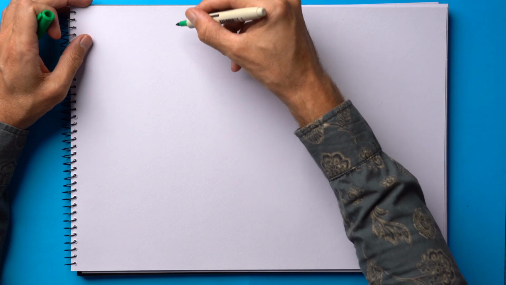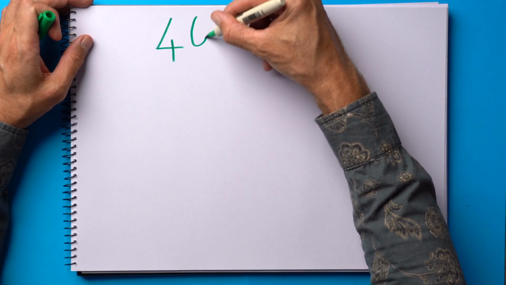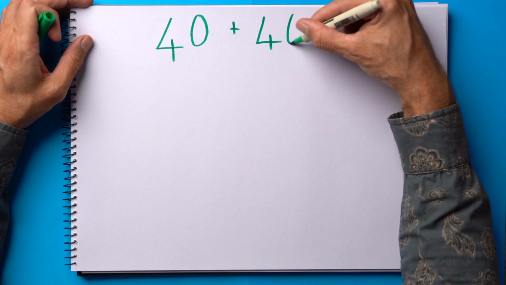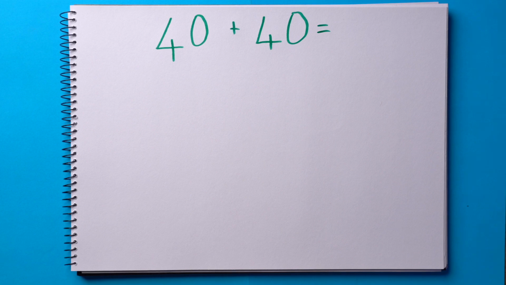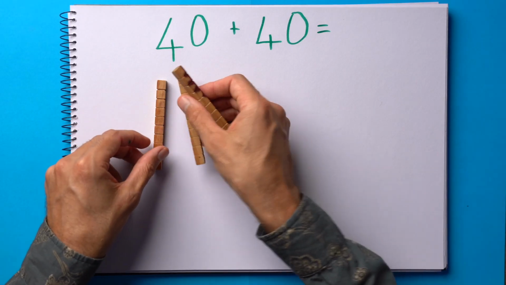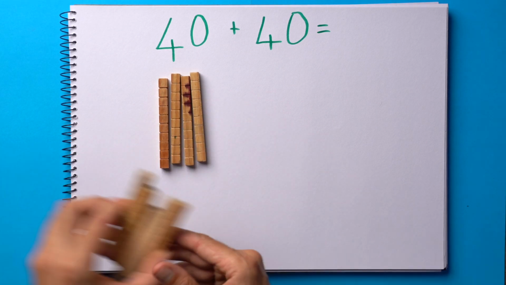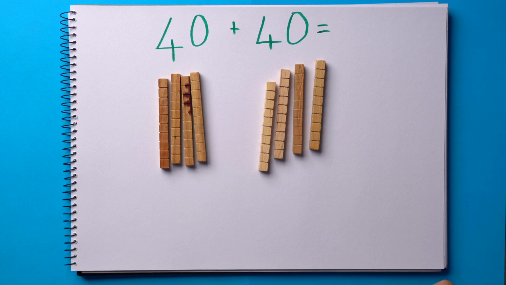And I'll show you one more example. In this example, we will do 40, which is 4 tens, plus 40, which is also 4 tens, equals. And as before, we'll make our numbers: 1, 2, 3, 4 tens, and 1, 2, 3, 4 tens.